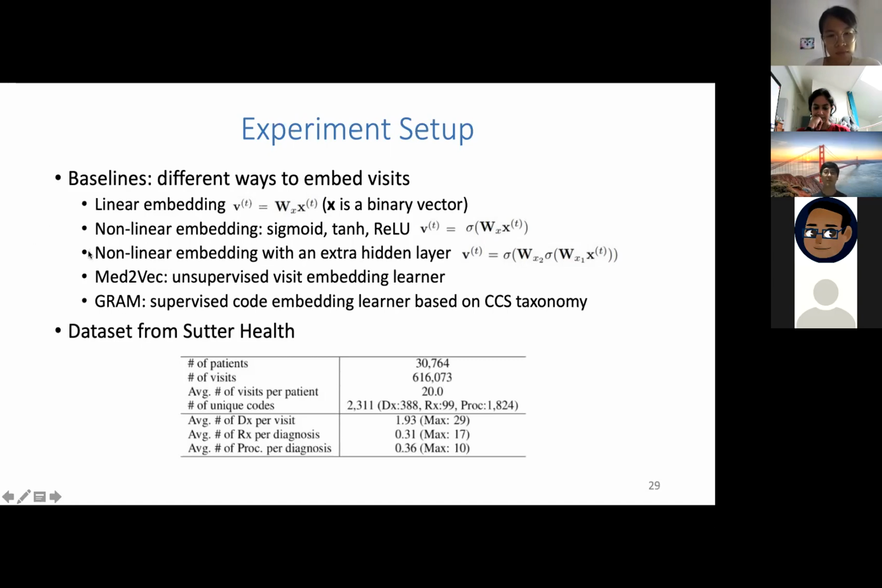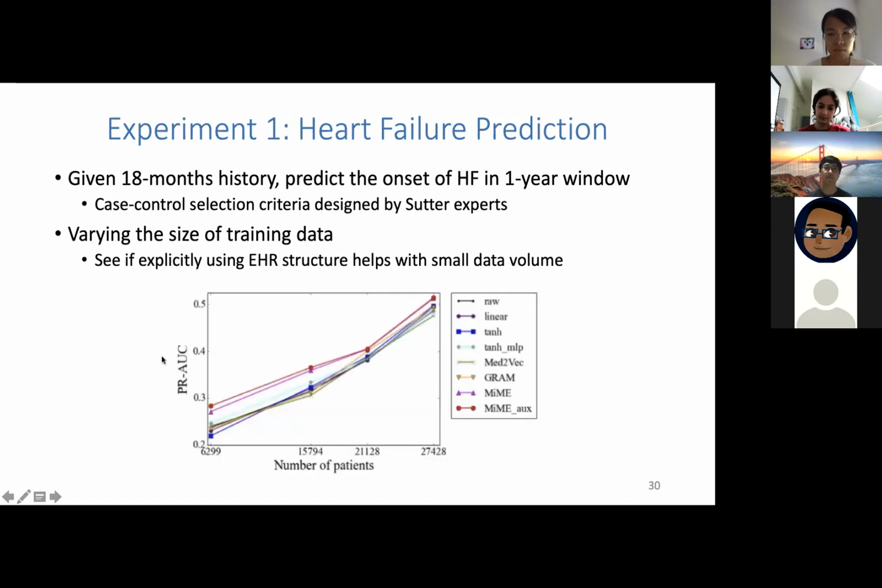or other previous works of mine that try to use the structure of the EHR in a different way, or try to use domain knowledge, like an external medical ontology. But basically, these are all just different flavors of coming up with a visit representation without considering the structure. It's just so that we can see if MIME is actually doing something better than these different varieties. And the dataset was exactly the same thing. It was the Sutter Health dataset.